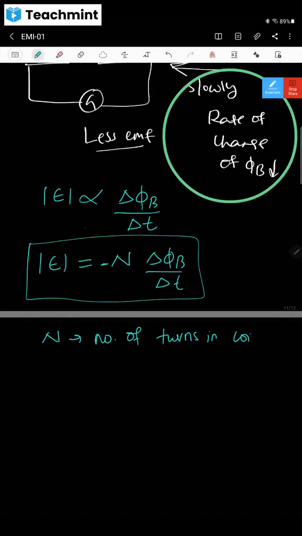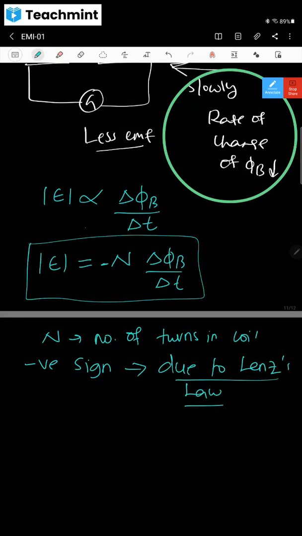Number of turns in the coil, and this negative sign comes due to Lenz's law. There is a law called Lenz's law. What is this Lenz's law? We'll come to that later in the next class. This Lenz's law will be explained in the next class.